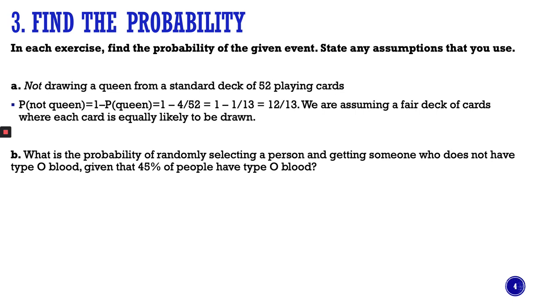Well, that's equal to 1 minus 1 out of 13, as we reduce 4 out of 52, which will get us 12 out of 13. Remember, we're assuming a fair deck of cards where each card is equally likely to be drawn.